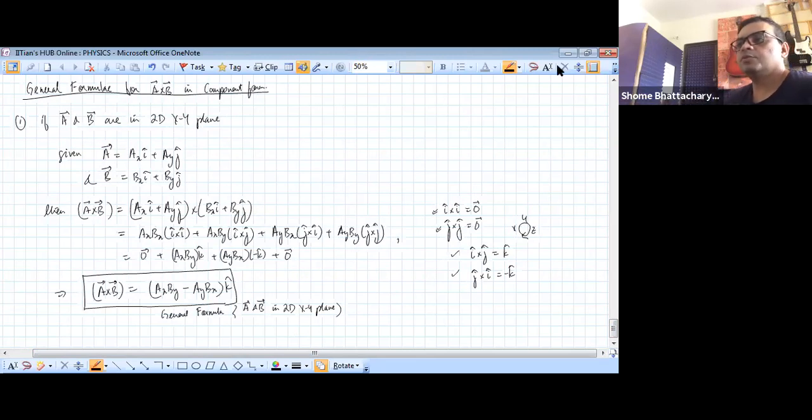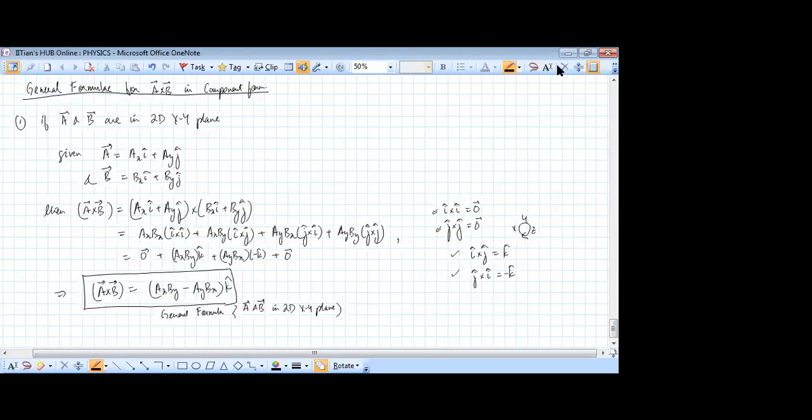So just make a proper note of all this. And as you're noting down, make sure you understand each and every point. Okay. Just note down, making sure you understand each and every step. Ask me if there's any doubt.